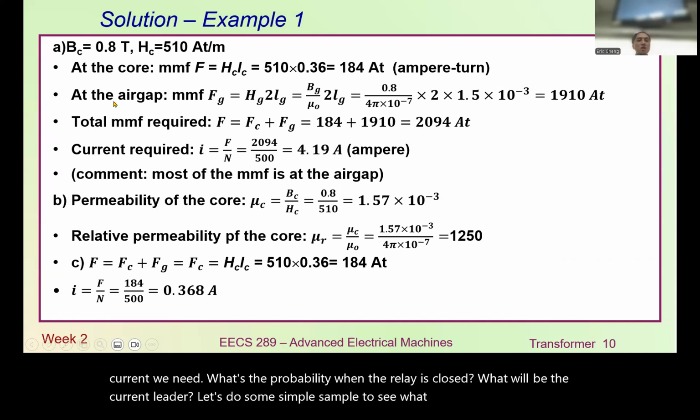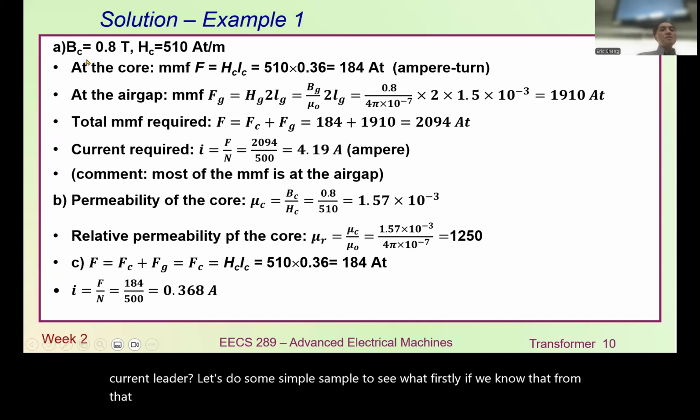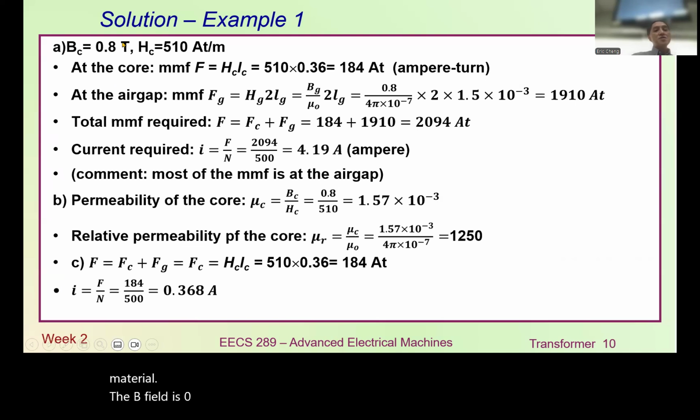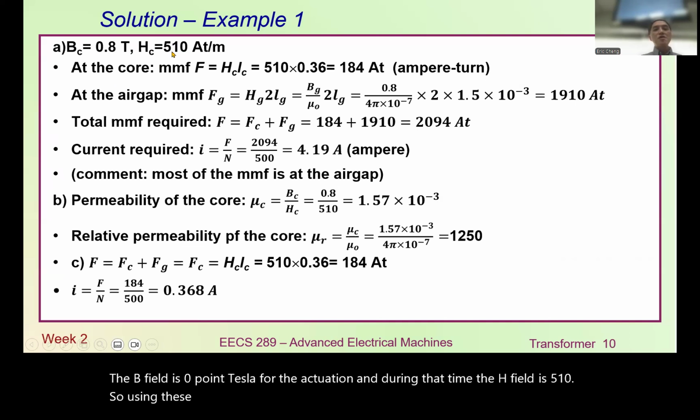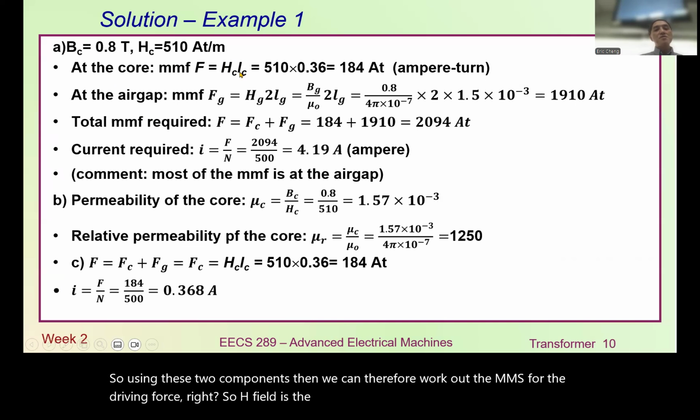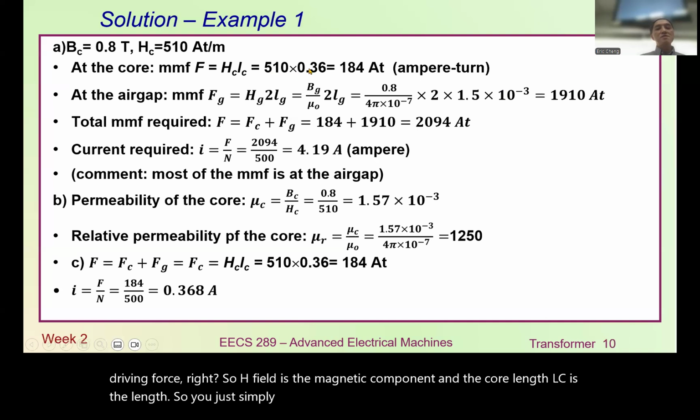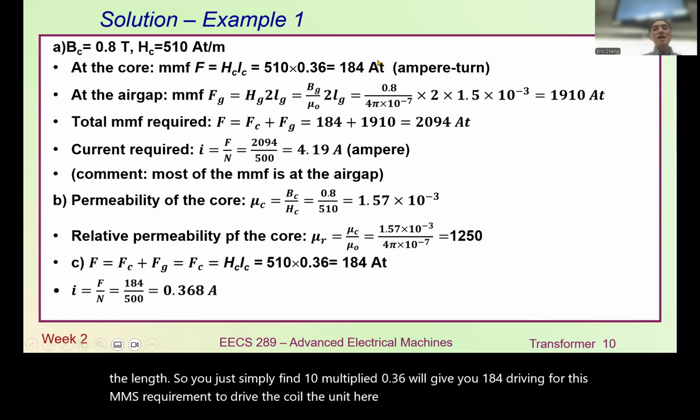Firstly, from that material, the B field is 0.8 Tesla for the actuation, and during that time, the H field is 510. So using these two components, we can work out the MMF for the driving force, right? The H field is the magnetic component, and the core length, Lc, is the length. So you simplify 510 multiplied by 0.36 and it gives you 184 driving force. That's the MMF requirement to drive the coil. The unit here is 184 ampere turn.